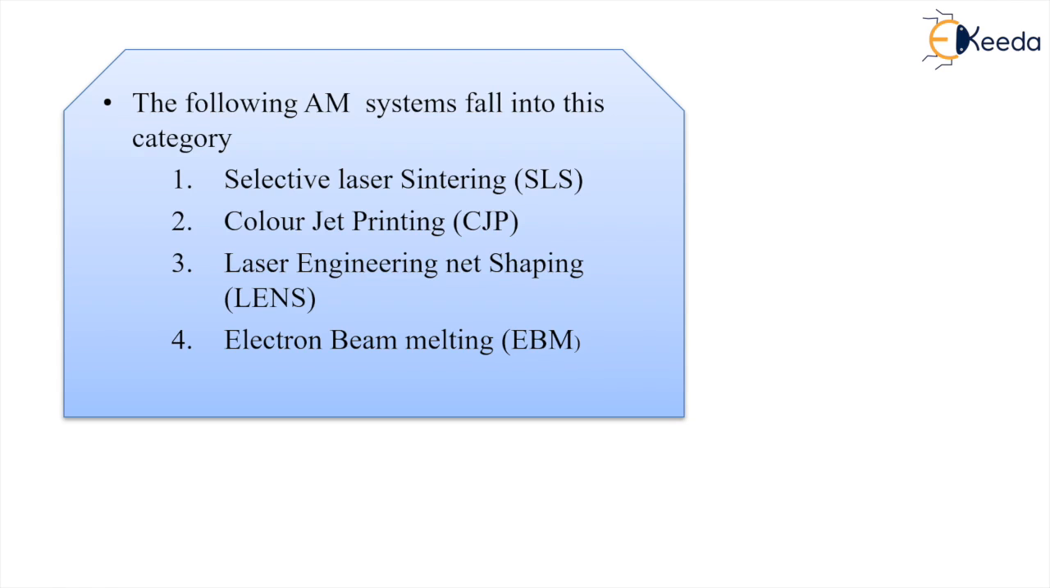The following additive manufacturing systems fall under the category of powder bed fusion or sintering technique. Very famous is the selective laser sintering, SLS process. Then we also have color jet printing, CJP. Then laser engineered net shaping, LENS, and the fourth one is electron beam melting, EBM. But out of these four, selective laser sintering is very popularly used.